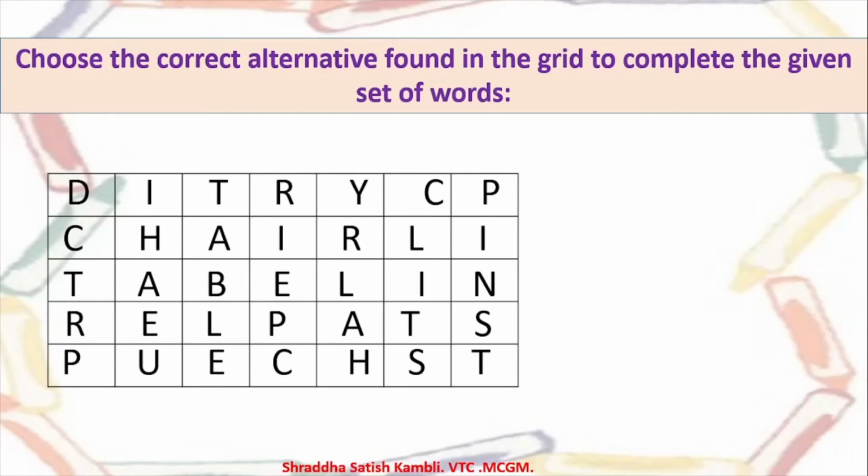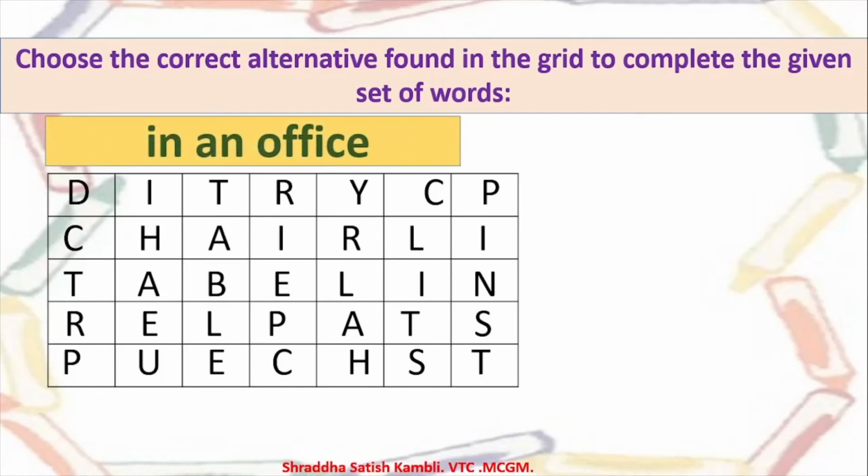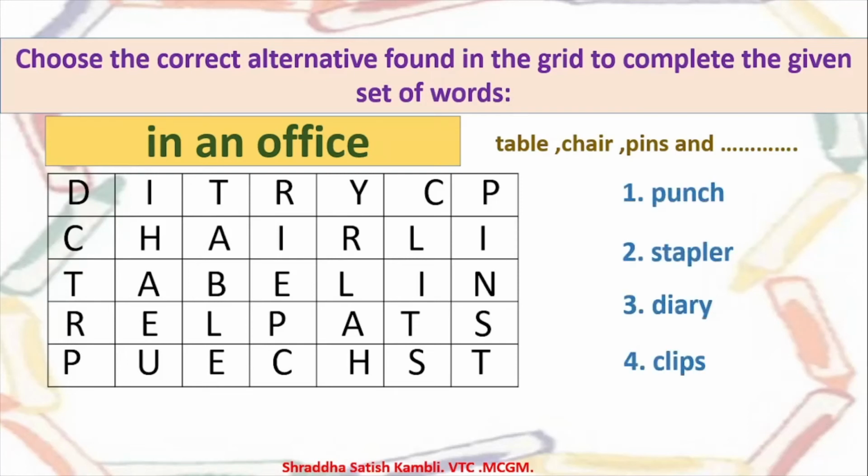Next example here. You have to choose the correct alternative found in the grid related to an office. So what are the things that you will be able to find inside an office? So let us see what the set is. So you have table, chair, pins and dash. So which word will you put into the dash? So will it be punch, stapler, diary or clips?